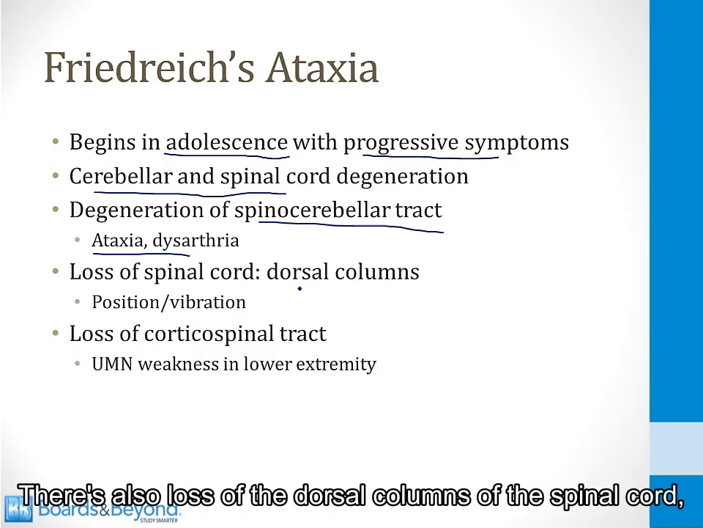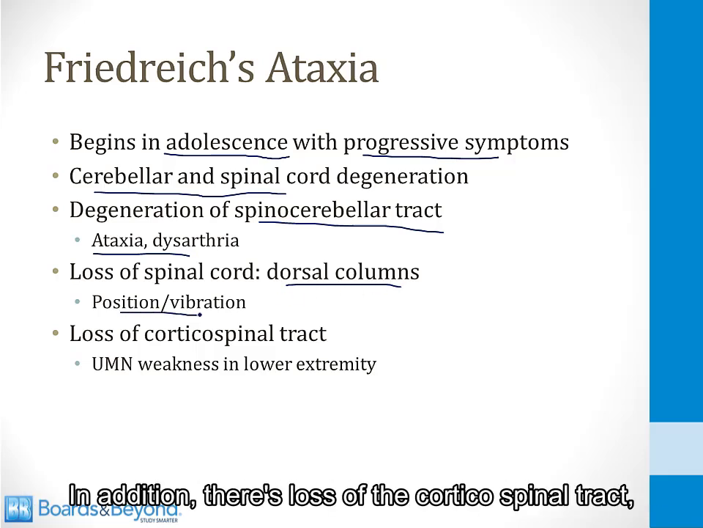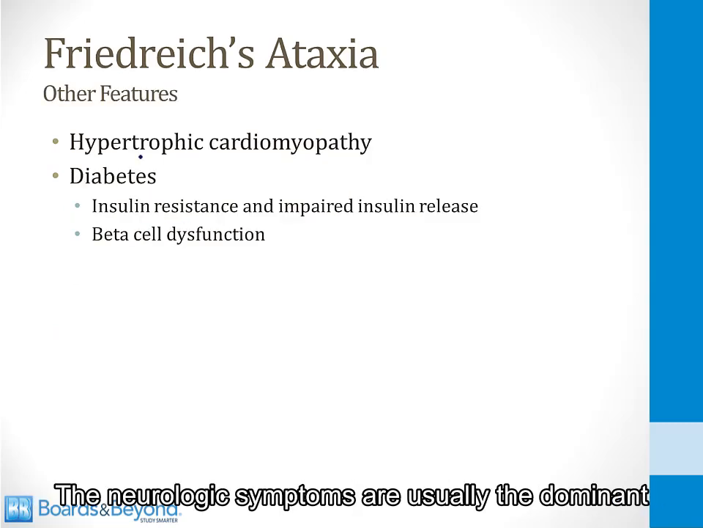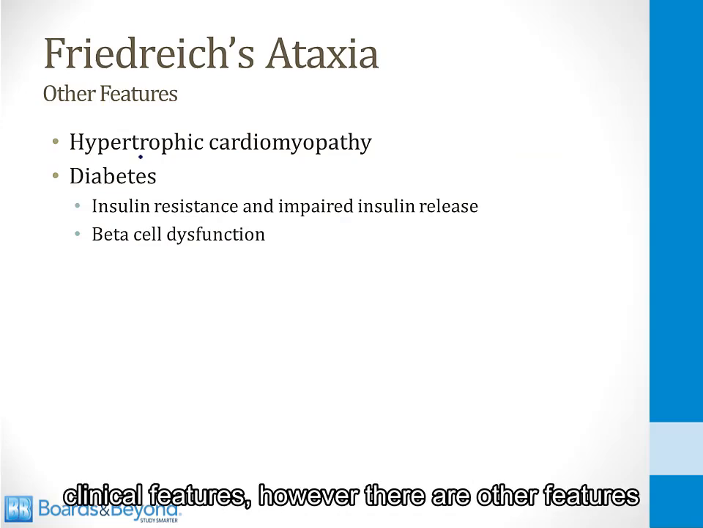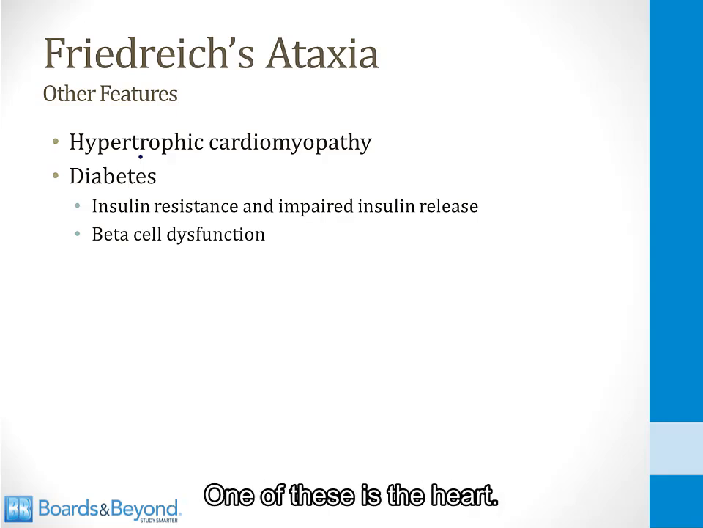There's also loss of the dorsal columns of the spinal cord. This leads to problems with position and vibration sensation. In addition, there's loss of the corticospinal tract, so you can see upper motor neuron weakness in the lower extremity in patients with Friedreich's ataxia. The neurologic symptoms are usually the dominant clinical features. However, there are other features related to the other organ systems where the frataxin gene is important. One of these is the heart.